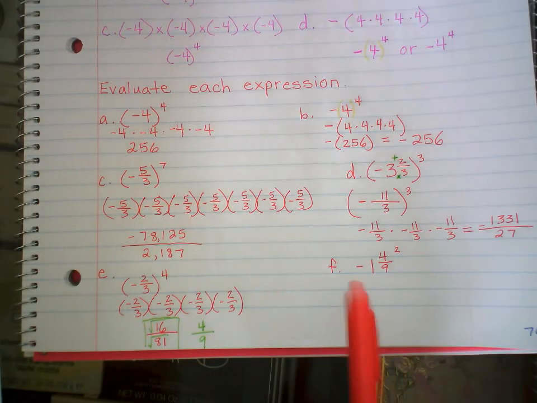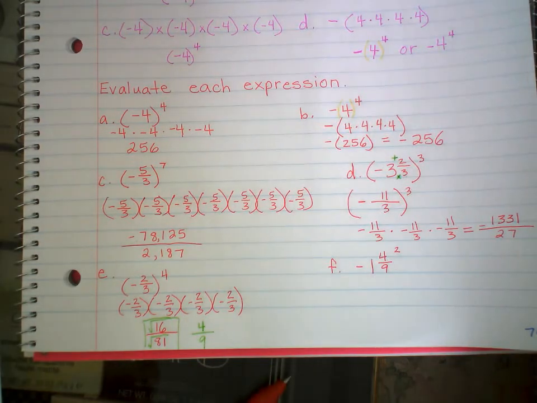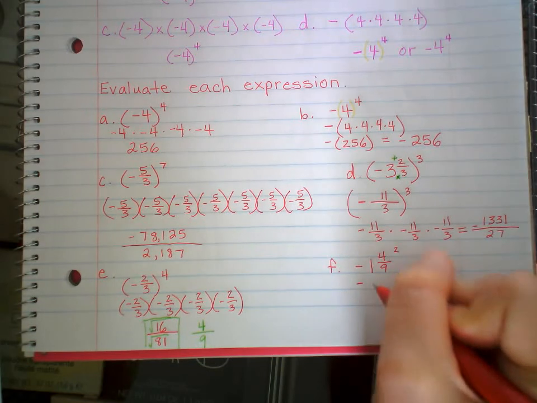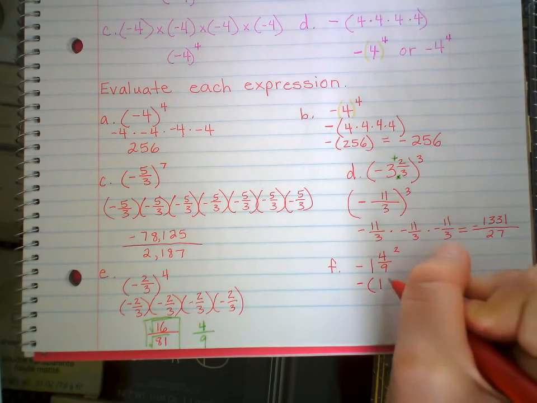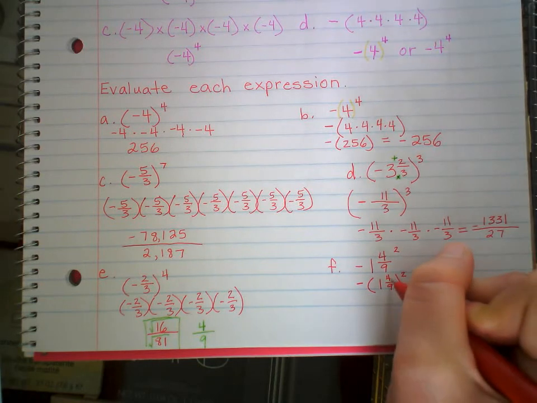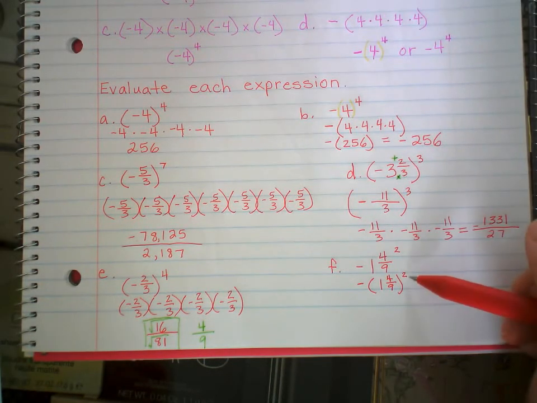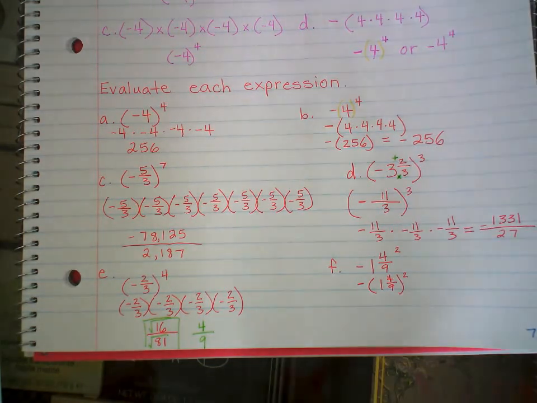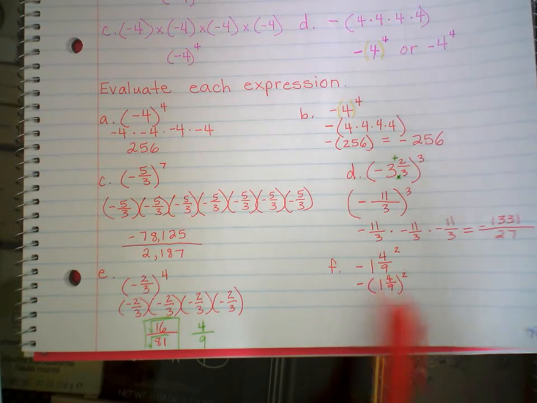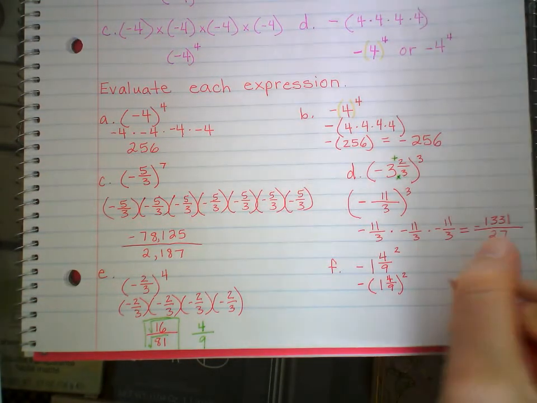So right off the bat, this negative is not in parentheses. So I would immediately rewrite it with the negative sign out front of the parentheses so I just don't forget. So the 1 and 4 ninths is the base, and we're squaring it. But when you have a mixed number, you have to change it to an improper fraction first.